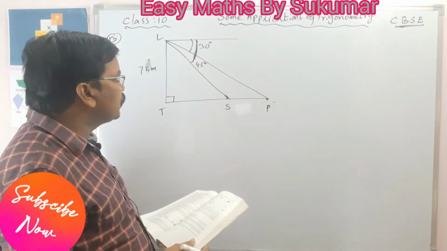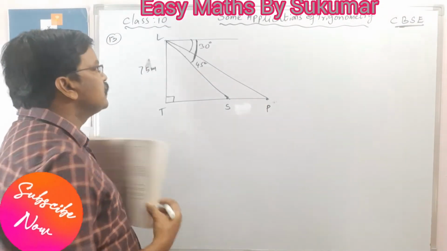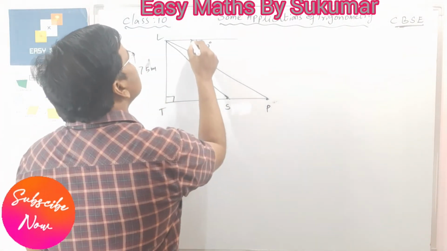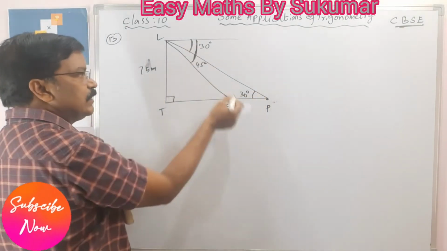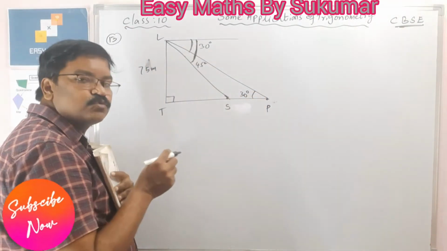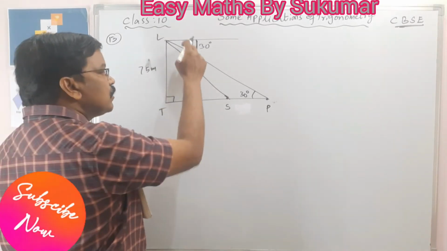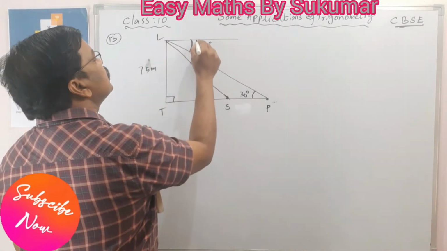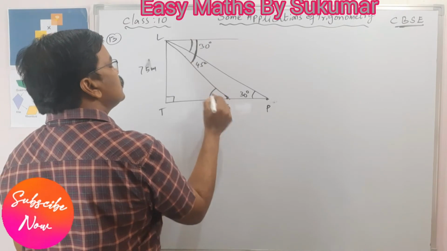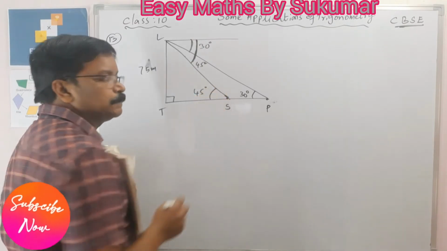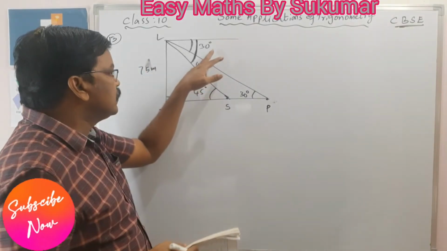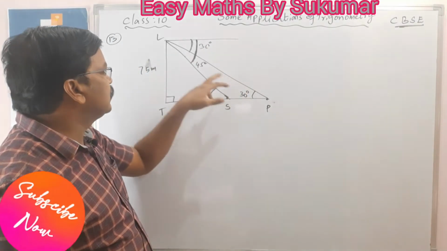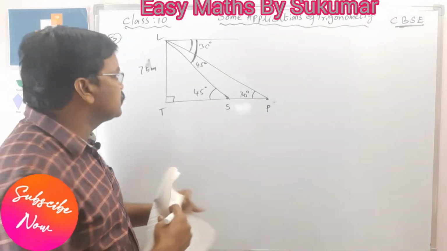Okay, so 30 degrees and 45 degrees. See, my dear students, this angle and this angle are equal, 30 degrees, 30 degrees. The reason is they are alternate interior angles. Here, this angle is 45, this angle is also 45 degrees. So the angles of depression are here. One is 30, 30 equal. That means this angle is 30 degrees.